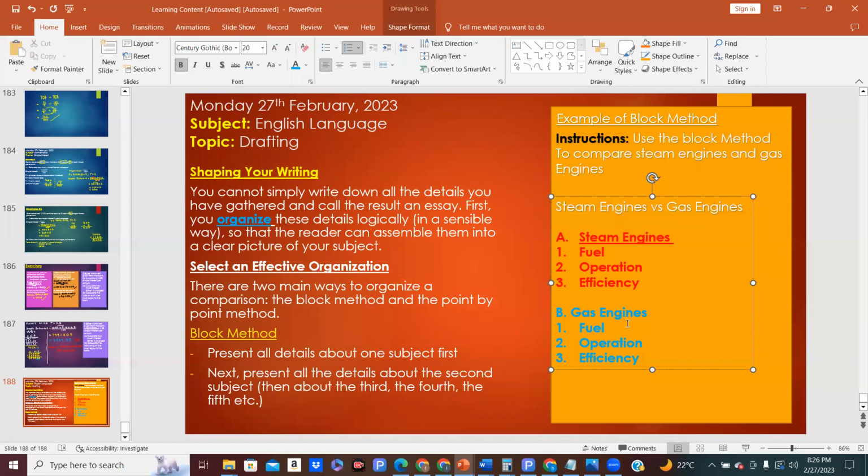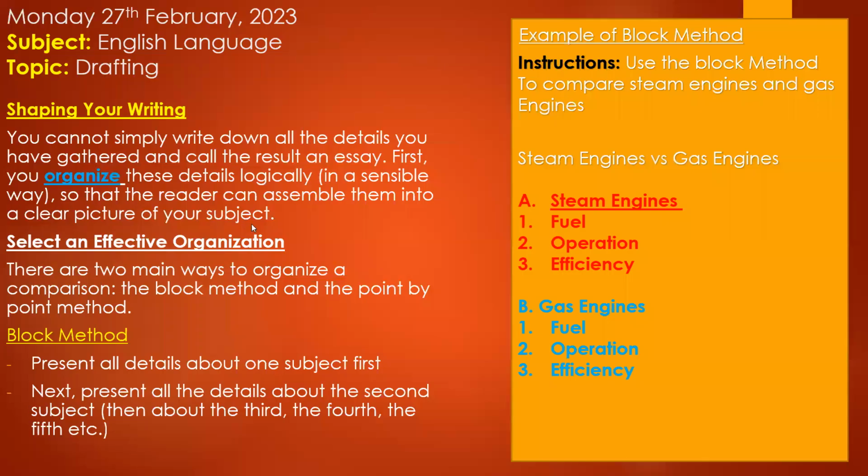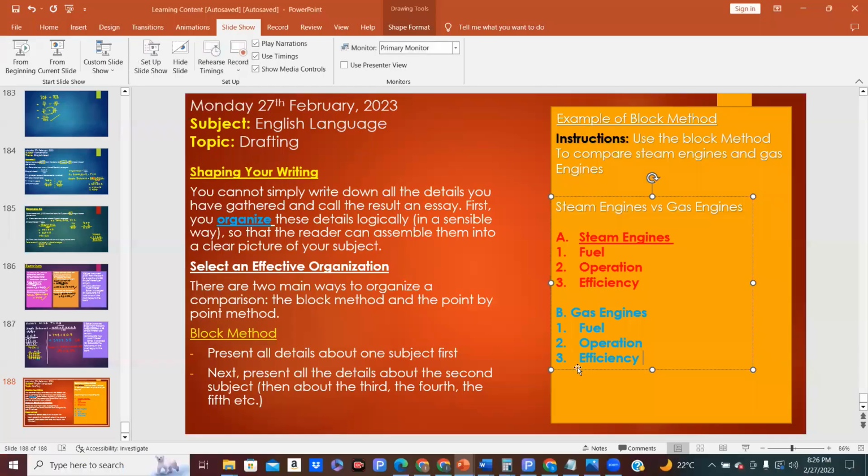Okay, so this is a way of organizing your work. If you're trying to write a comparison, you could use the block method. The block method says, I am going to talk all about my first subject, which is steam engines. Then I'm going to talk all about my gas engines. Notice that the exact same points, fuel, operation, efficiency, I mention for both of them, but I don't combine them.